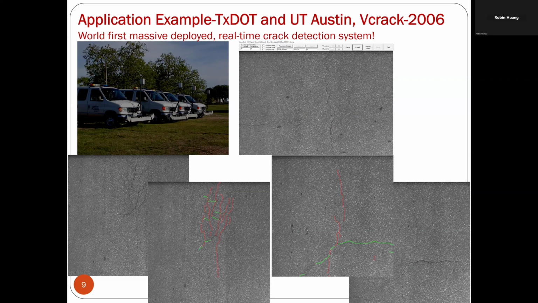In 2007, Textile built 12 of the systems for doing the entire state data collection every year. At the bottom, there are two images: the raw image and the processed result. You can compare the raw image and the processed result. At the network level, at that time, this was considered a pretty good result and gave pretty good accuracy.